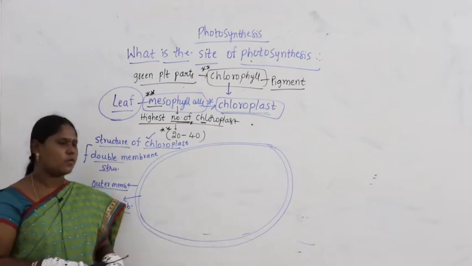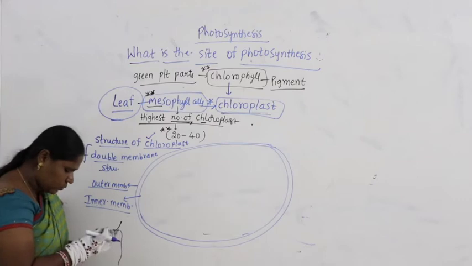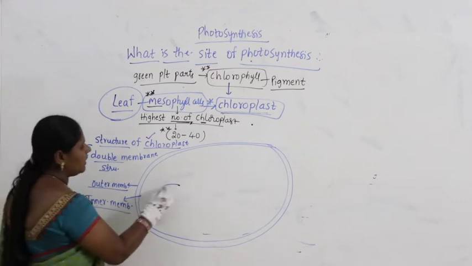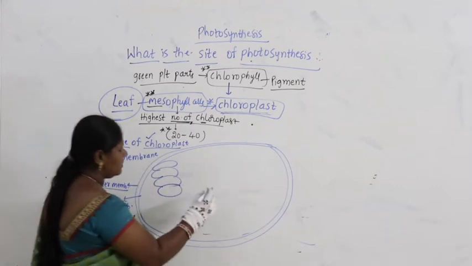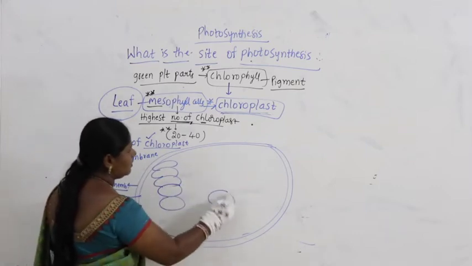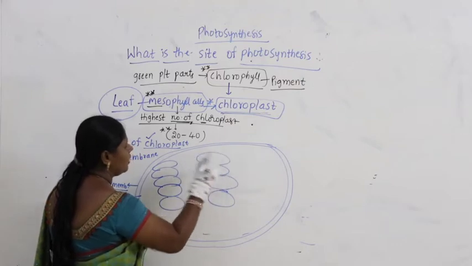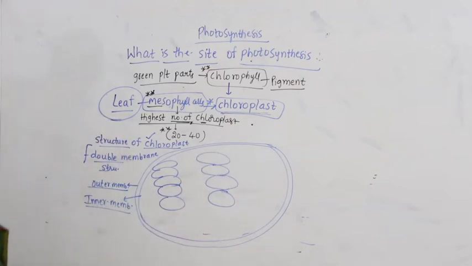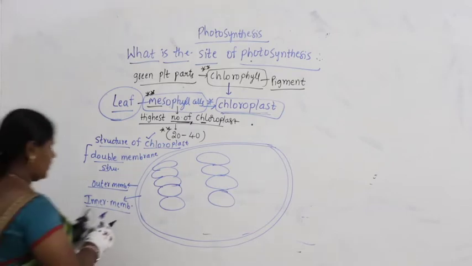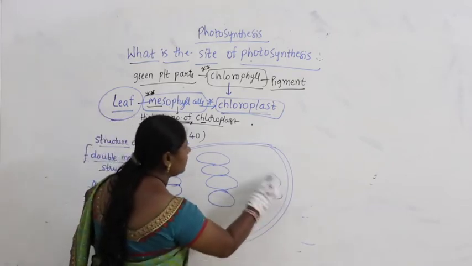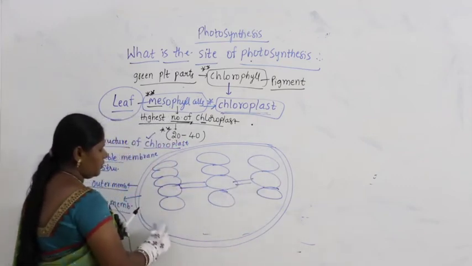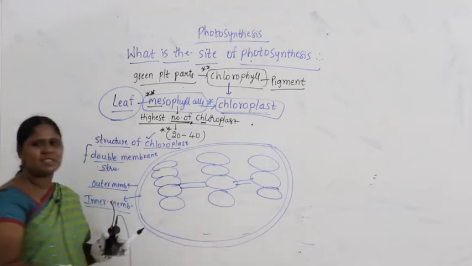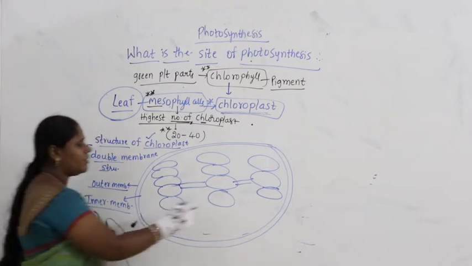Now let us go inside the chloroplast. Inside the chloroplast, what you can see is thylakoids. Thylakoids are arranged one above the other like this. So all thylakoids are arranged one above the other. Down there also you can see so many thylakoids. For our understanding, let us take one layer.